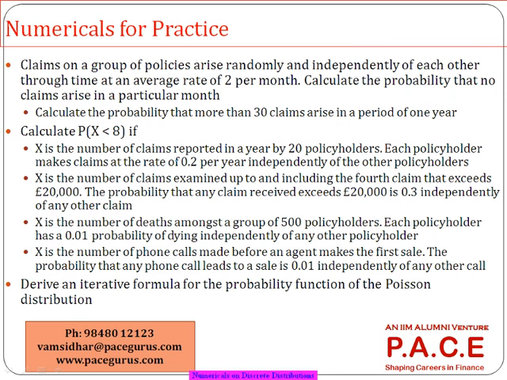Just like one of the numericals we have done on continuous, calculate the probability of x less than 8. X is the number of claims reported in a year by 20 policy holders. Each policy holder makes a claim at the rate of 0.2 per year independently of other policy holders. So we are talking about 20 policy holders. The lambda for those 20 policy holders is 20 into 0.2, which is 4. Now the question is asking what is the probability that the number of claims is less than 8. Less than 8 could be 0, 1, 2, 3, 4, 5, 6, 7.